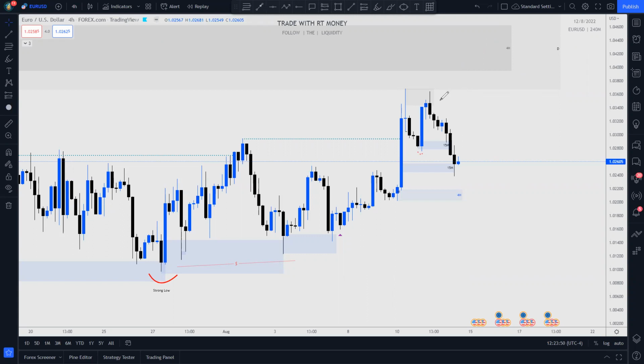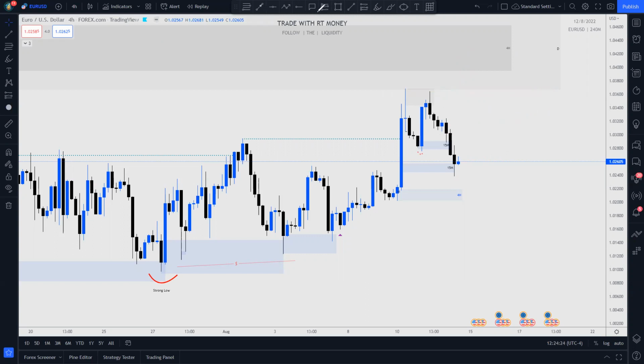If I start seeing a body break above these highs, I would wait until price comes back to the demand that is left behind that is responsible for breaking these highs. I'll wait for price to come back, and then I would consider taking longs from there. Right now, I don't recommend longs. I recommend shorts.